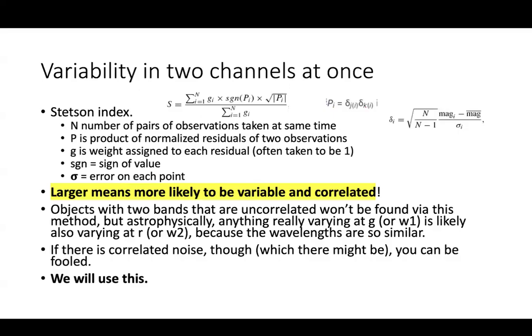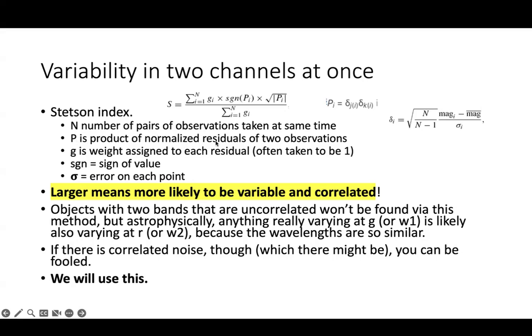All right. Now, if you are lucky enough to have 2 channels, 2 bands of the same source taken at more or less the same time, this is something developed by an astronomer for this specific case. Now, the math looks horrible, but it is not. This is called the Stetson index. It is given by this, where these p's are defined by this, and the deltas are defined like this. So n is the number of pairs of observations taken at the same time.